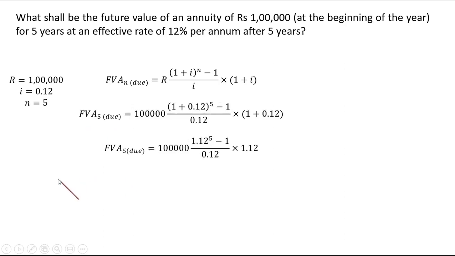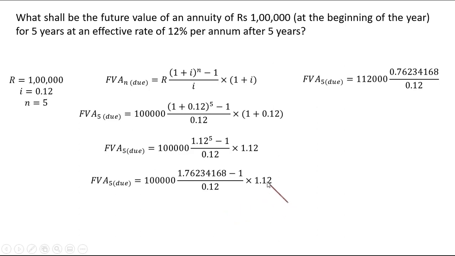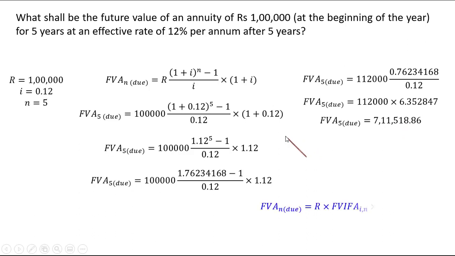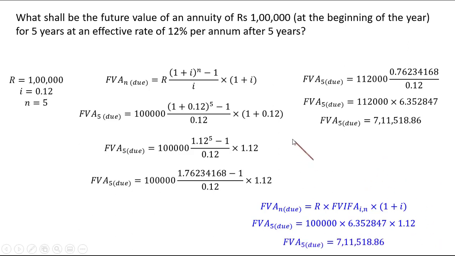Then we substitute in the numbers, and when we multiply this 1.12 to 1 lakh, we get 1 lakh 12,000. Else everything is the same, and we get 7 lakh 11,518. So the same thing can be done with the help of the table, with the only exception that 1.12 will be multiplied to the previous answer, and we get 7,11,518.86.